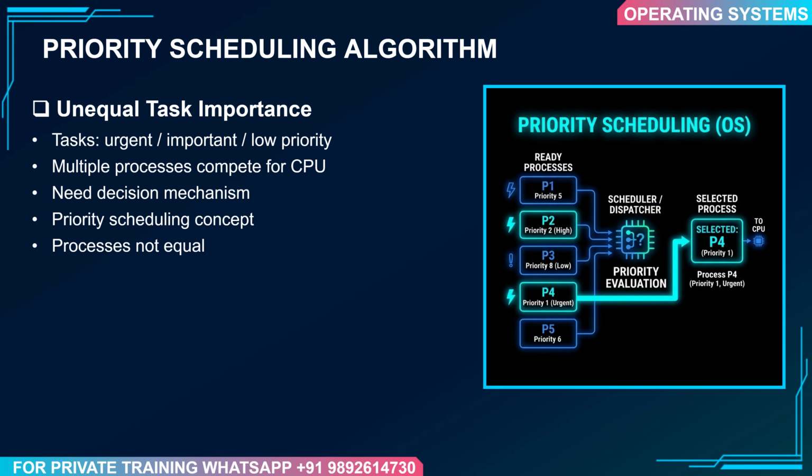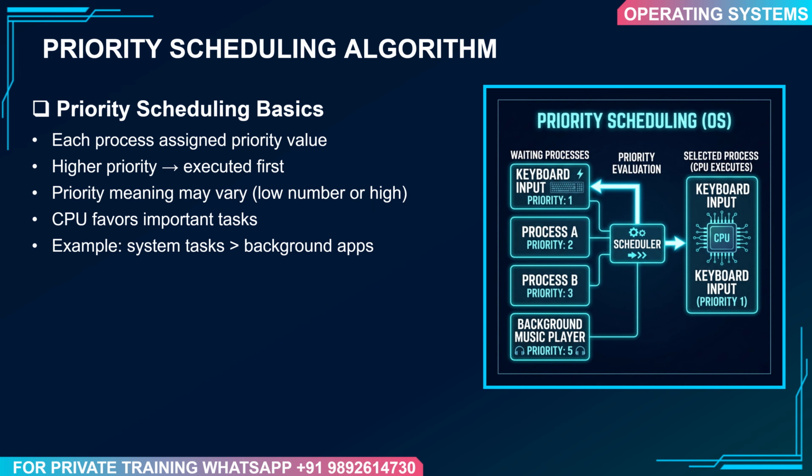And it introduces a very practical idea. Not all processes are treated equally. In priority scheduling, every process is assigned a priority value. This value determines how important that process is compared to others. The scheduler always selects the process with the highest priority for execution. Now, the meaning of highest can vary depending on the system. In some cases, a smaller number means higher priority, like priority 1 being more important than priority 5. In other systems, it can be the opposite. But the core idea remains the same. The CPU gives preference to more important processes.